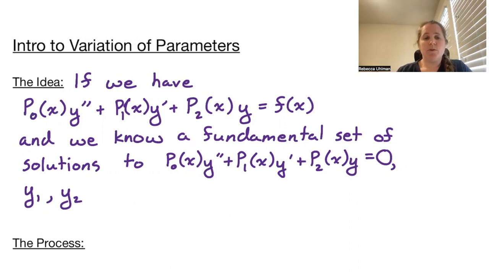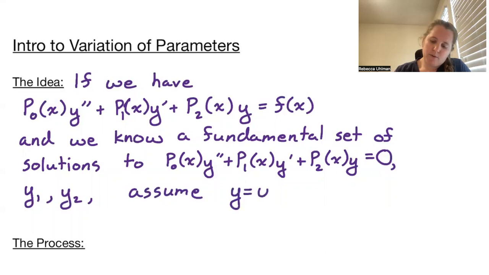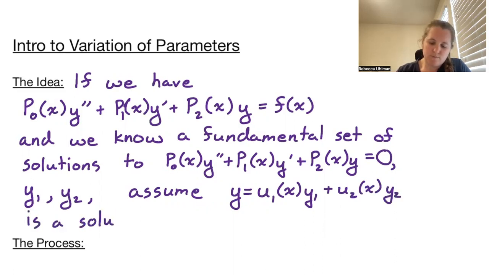What we're going to do is swap those constants out for unknown functions, u1 and u2. So we are going to assume that y equals u1 of x times y1 plus u2 of x times y2 is a solution to the original equation.